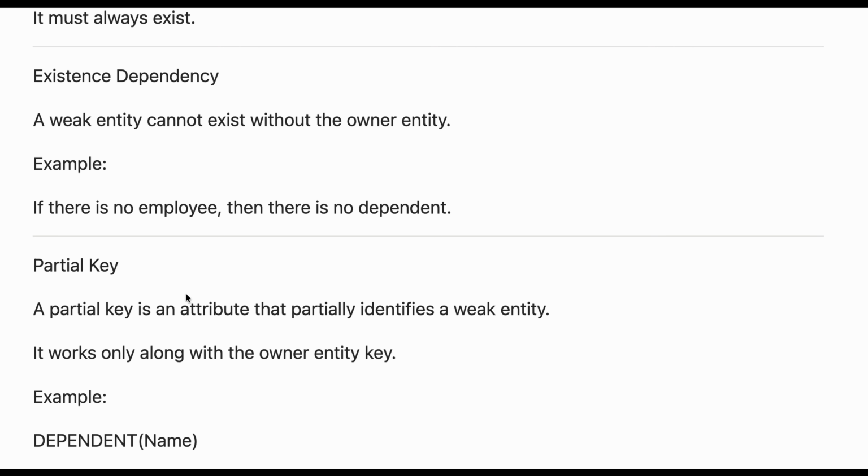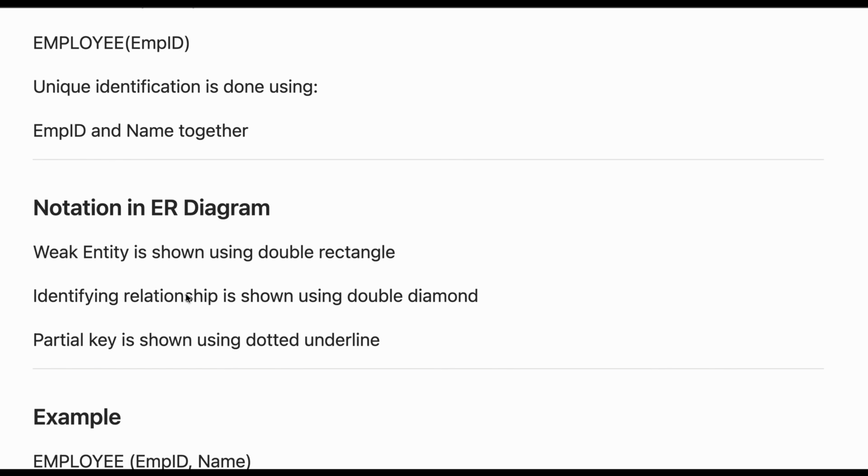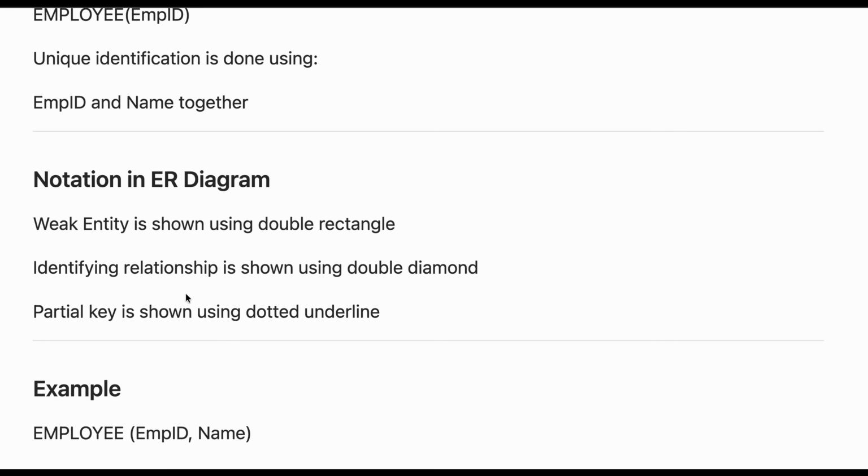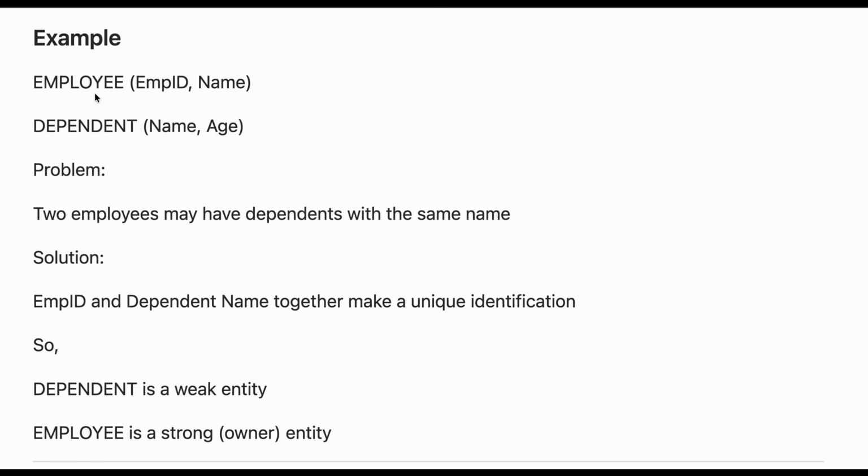Now let's see the notations. A weak entity is represented using a double rectangle. The identifying relationship is shown using a double diamond, and the partial key is shown using a dotted underline. So here is the example.